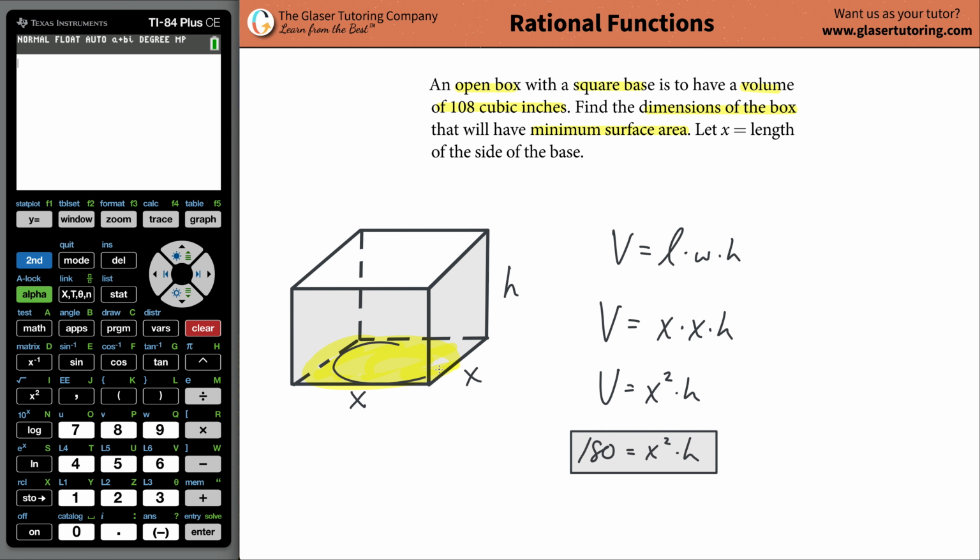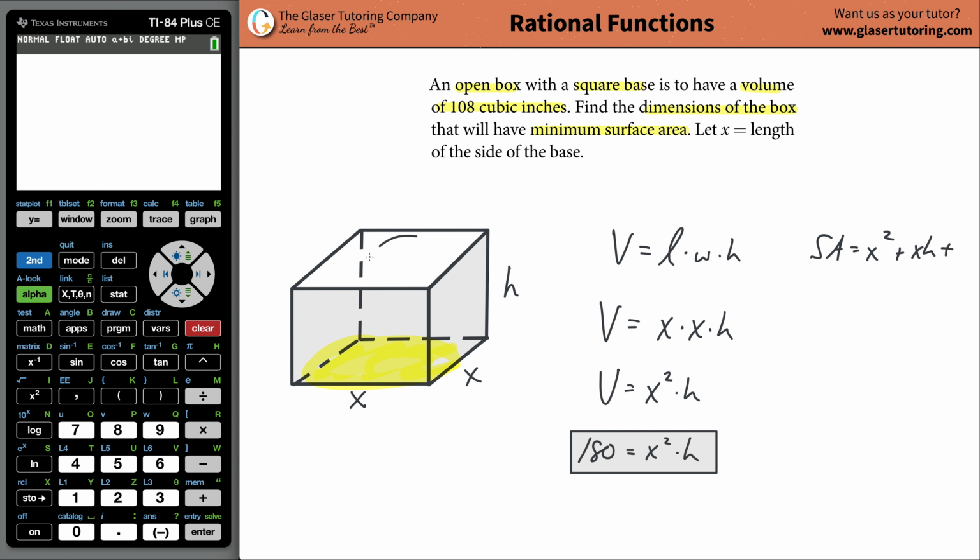In terms of the area for the base, that's easy. It's a square, so the area is just x times x, or x squared. So I already know that the surface area, at least for the base, is going to be x squared. Now, what is the surface area of the right side? Well, that is going to be x for the width times the height, so it's just x times h. So I would add to that the surface area of the base plus the surface area of the right side.